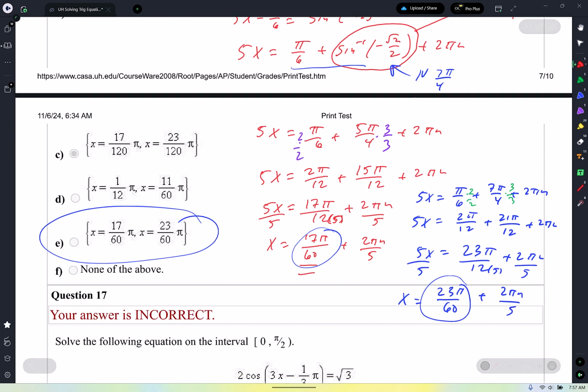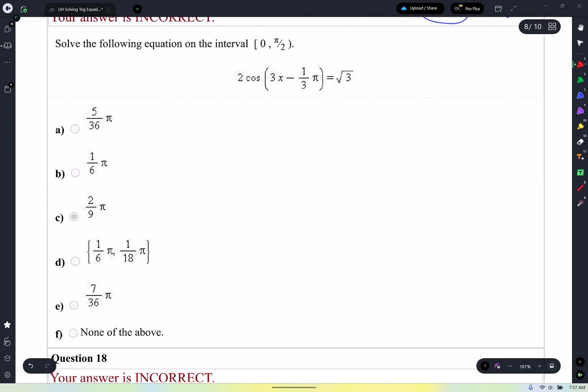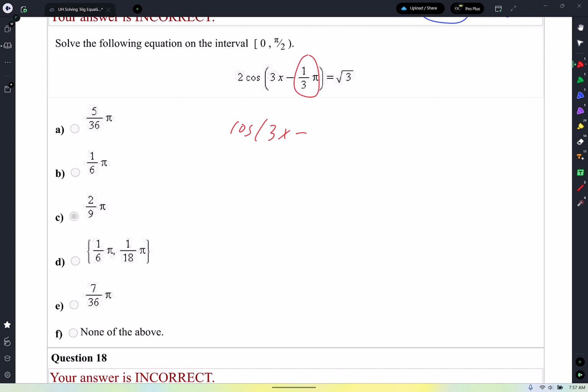And let's go to the next one, guys. We're almost done. We just got 3 left. I'm going to divide both sides by 2. So I'm going to go cosine 3x minus, this is the same thing as pi over 3, guys. Minus pi over 3 equals square root of 3 over 2.